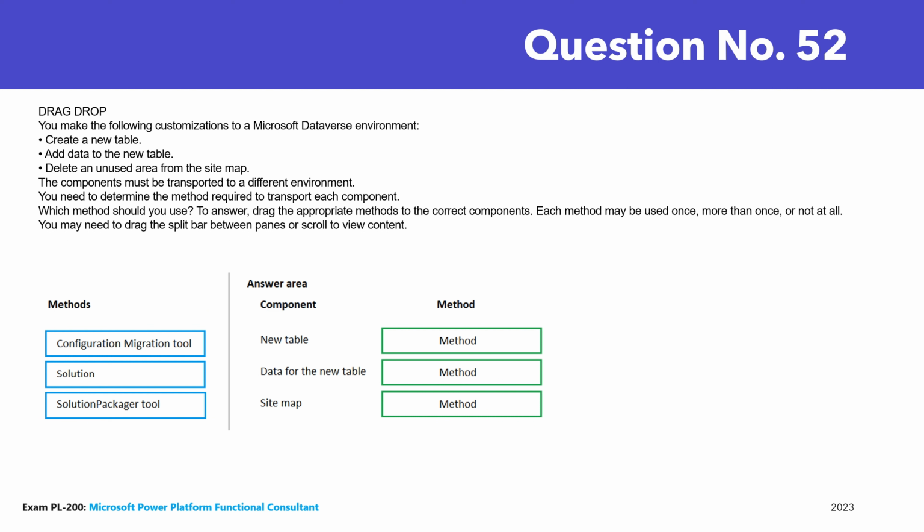Drag drop: you make the following customizations to a Microsoft Dataverse environment. Create a new table. Add data to the new table. Delete an unused area from the sitemap. The components must be transported to a different environment. You need to determine the method required to transport each component.